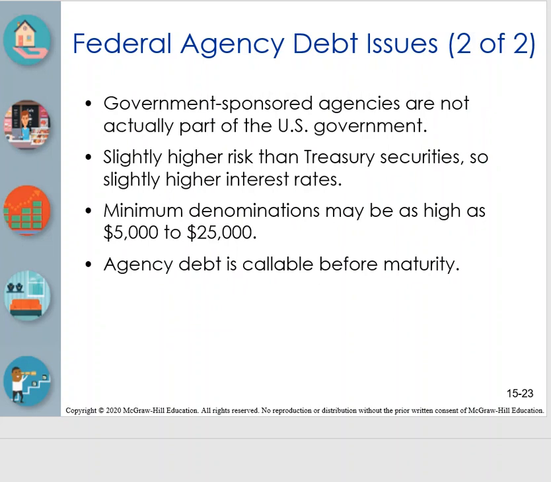These are not actually part of the U.S. government, and so they have slightly higher risk than Treasury securities, so they usually get higher interest rates.